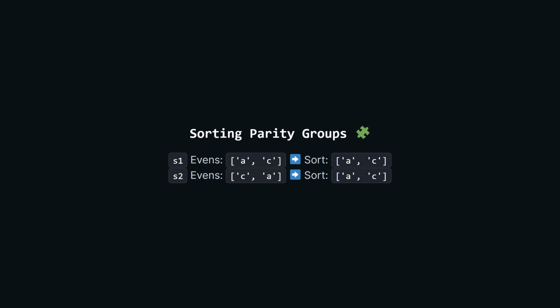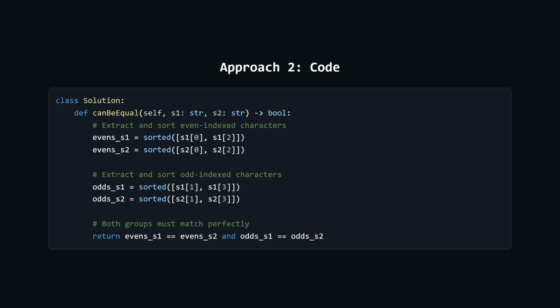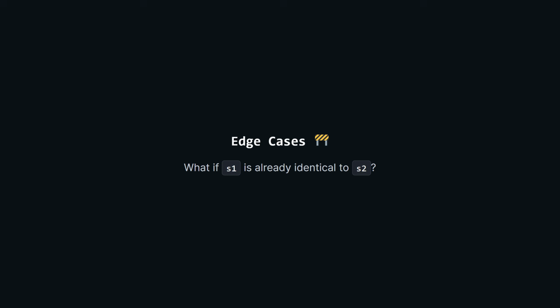If we extract all the letters at the even positions, sort them alphabetically, and compare them, they must match perfectly. Here is the code for that second approach, where we just sort the letter pairs and compare them directly. You might wonder about edge cases, like if the strings are already identical from the start. Our first approach handles this perfectly, because version 1 is just the unmodified string, so it will match immediately.